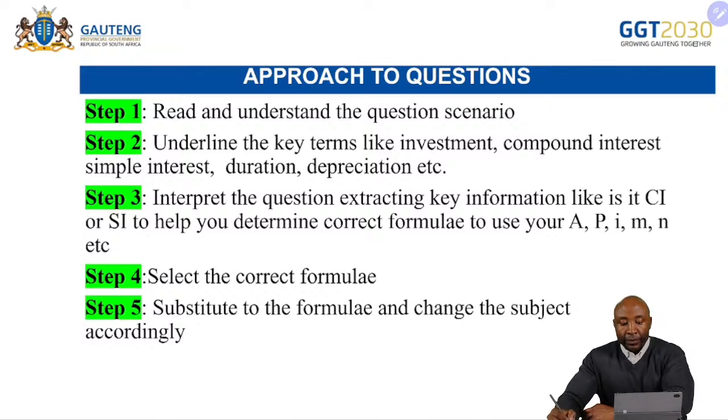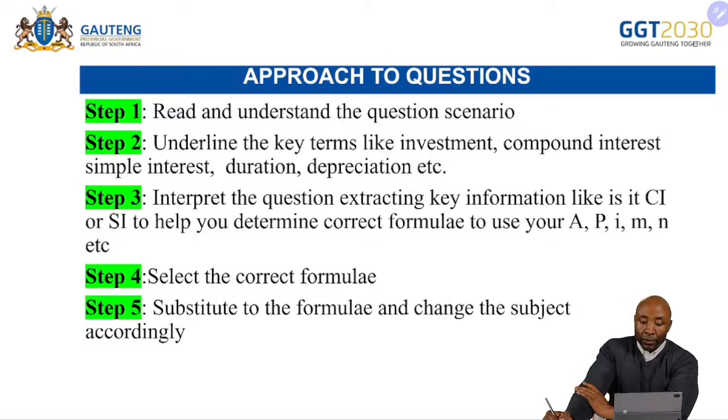Now, remember, when we are answering questions, we need to read and understand the question. Step 2, you underline the key terms you have seen. If it's an investment, we know it's compound growth or simple interest growth. The duration, depreciation, etc. Those are the kind of words that will help you determine the formula that you are going to use. You interpret the question, extracting key information.